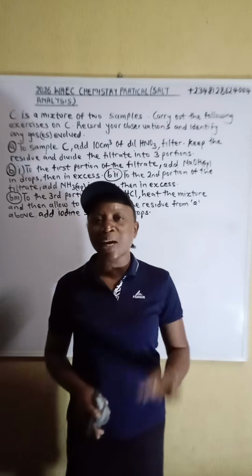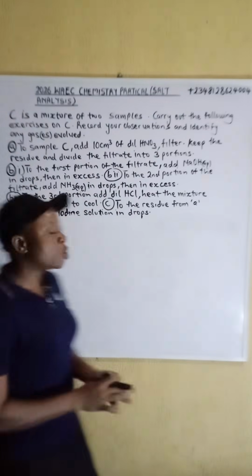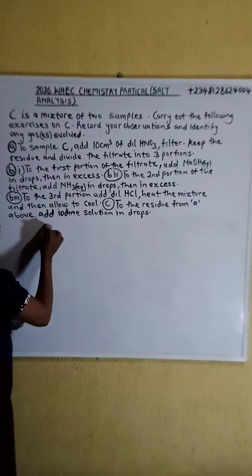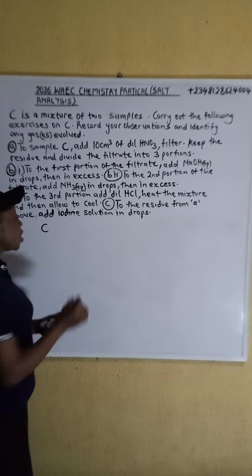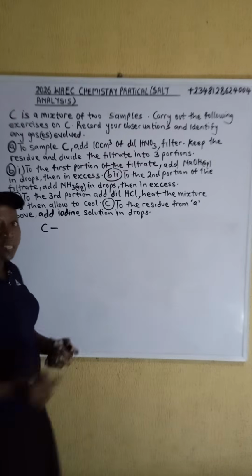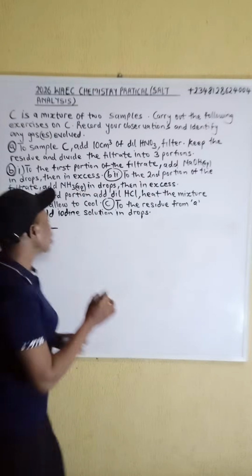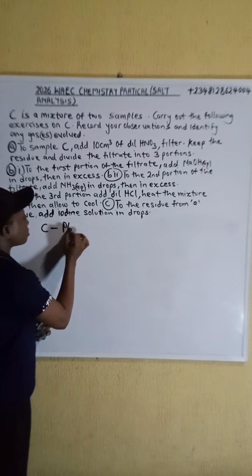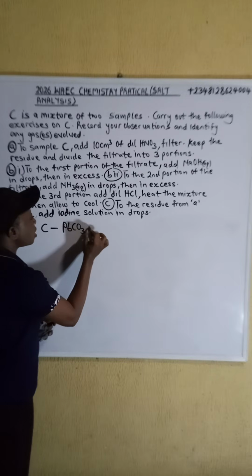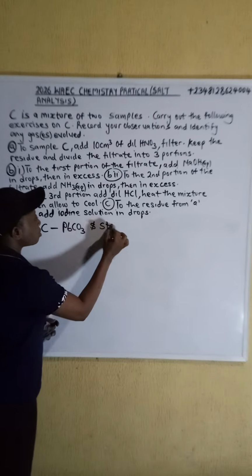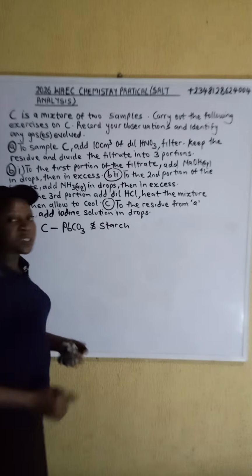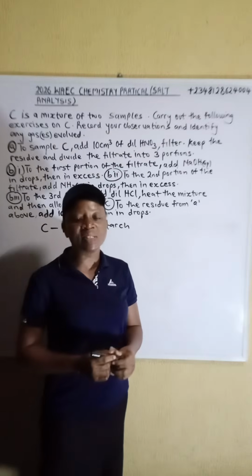So like I said, our sample for this year will be labelled C. You will be provided with a sample labelled C. Then what is sample C? Sample C is a mixture of lead carbonate and starch.